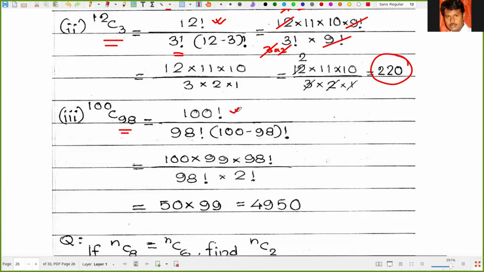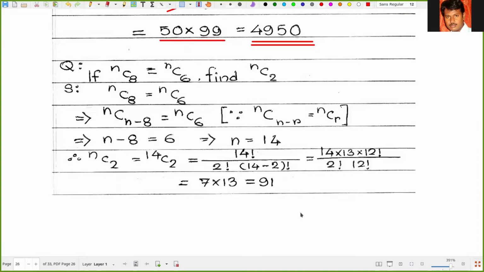Let's check another one. 100C98. 100 factorial divided by 98 factorial and (100 minus 98) factorial. So 100 factorial means 100 into 99 into 98 factorial. Divide by 98 factorial and then the 2. That means 50, so 50 into 99 gives us the result as 4950.